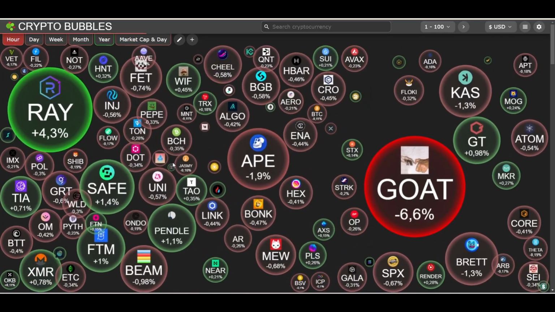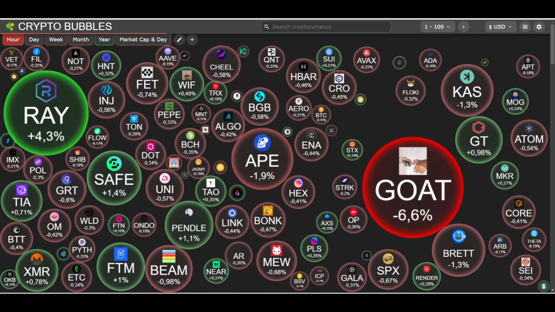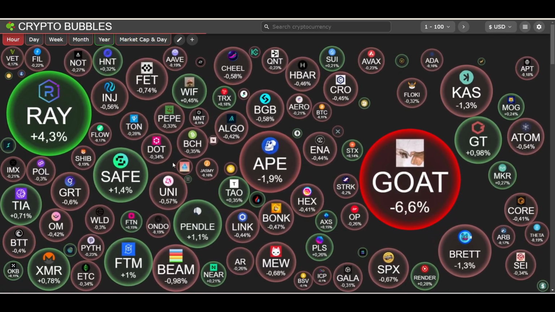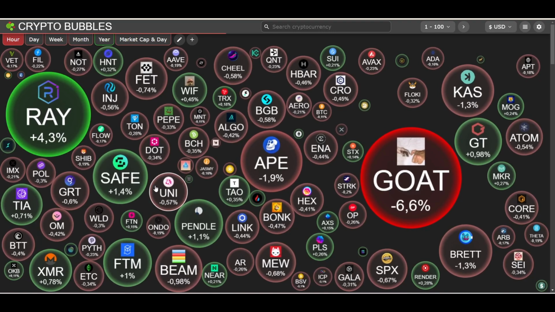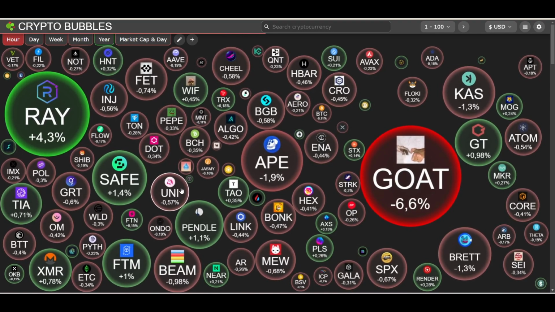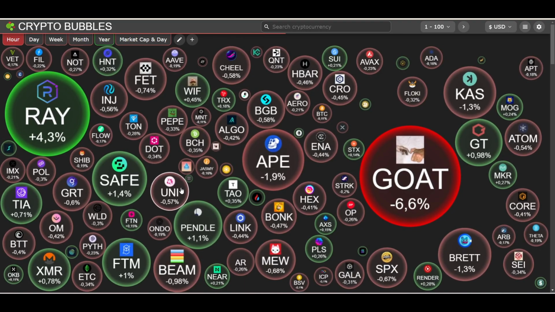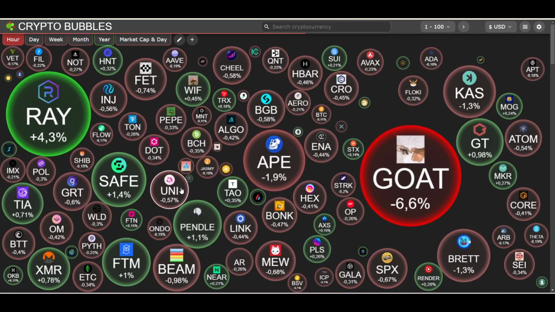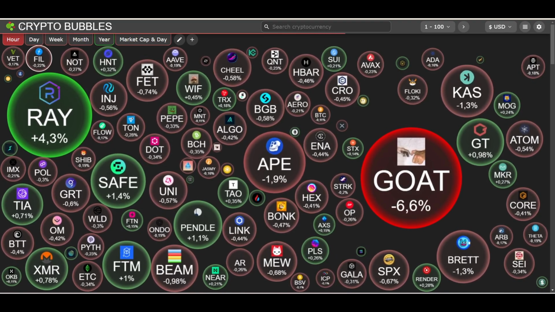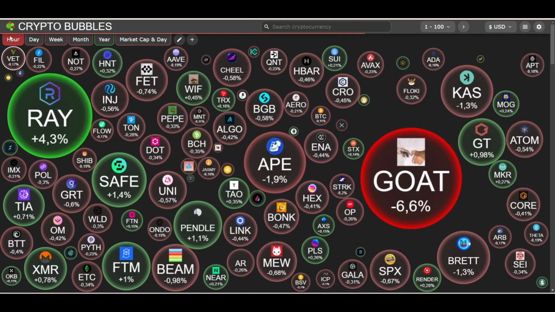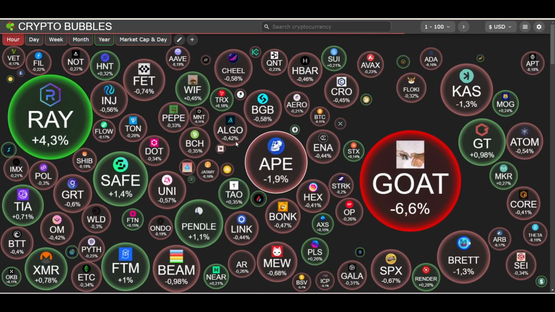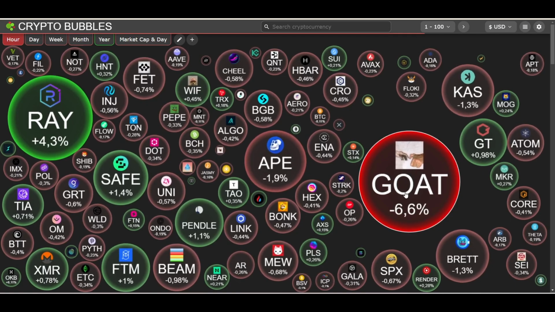So first of all, we have Crypto Bubbles. This website can help you identify some of the biggest gainers and biggest losers on a specific time frame. So you could also on your exchange just filter by biggest gainers or biggest losers of the past 24 hours. But on Crypto Bubbles, you could also choose the past 1 hour. So the bigger the bubbles you see here, the bigger the price change.